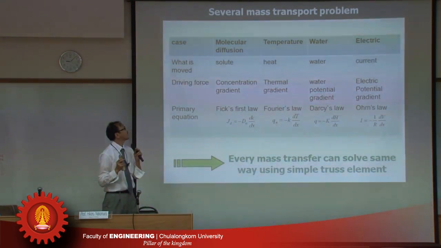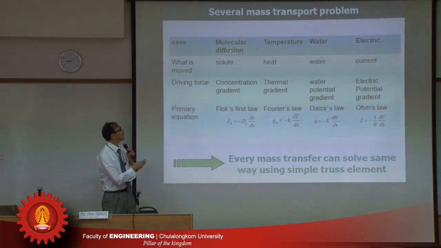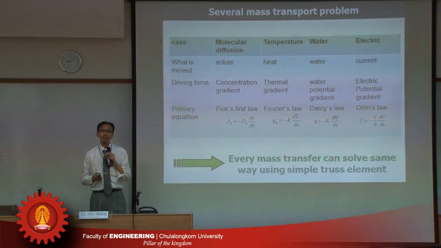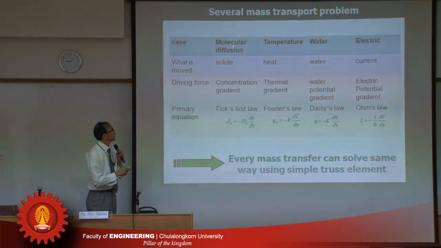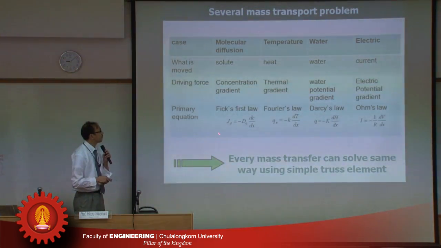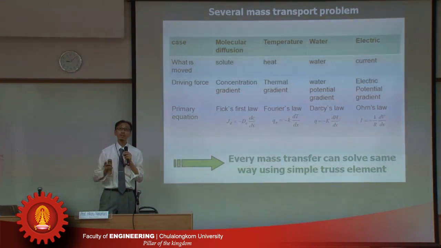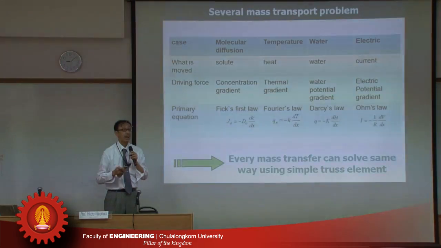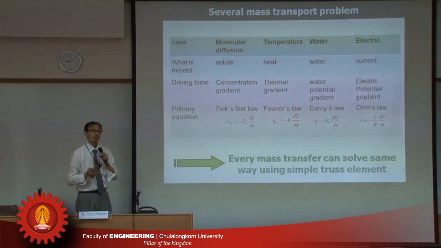This table shows several mass transport problems. Molecular diffusion is very important. One example of a molecule is the chloride ion, which strongly affects corrosion problems. To solve molecular diffusion, we use Fick's first law, this equation. And temperature: of course, thermal stress is very important. So we have to calculate the temperature distribution depending on time in the early stage of concrete structures. That equation is solved by Fourier's law.